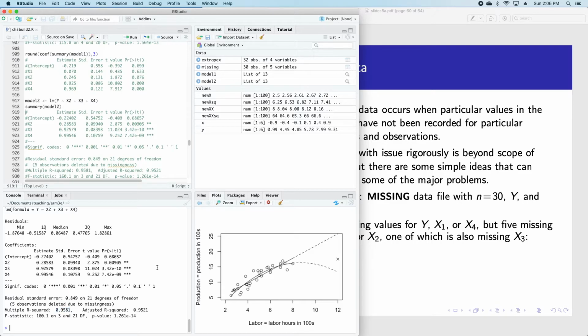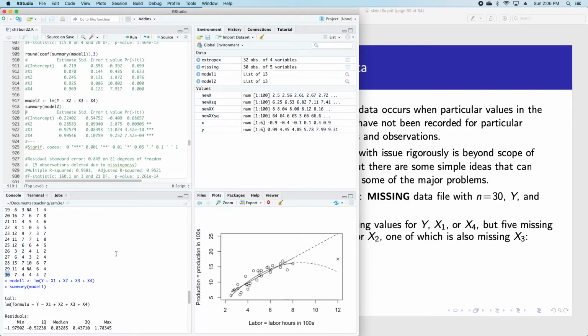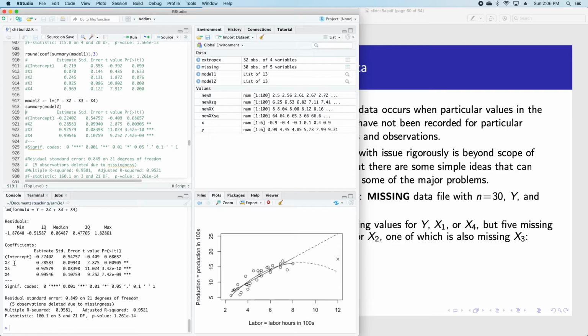But this model has only been fit to 25 observations, and in our data we had 30 observations, so we're missing 5 out of the 30. So we're missing, for example, this observation 29, because we're missing the value of x2 for that observation, and because I've got x2 in my model, I can't use that particular observation.